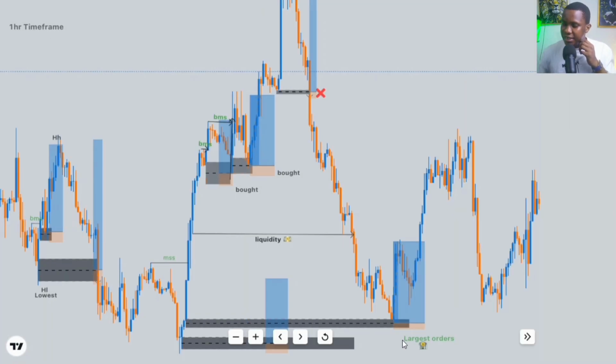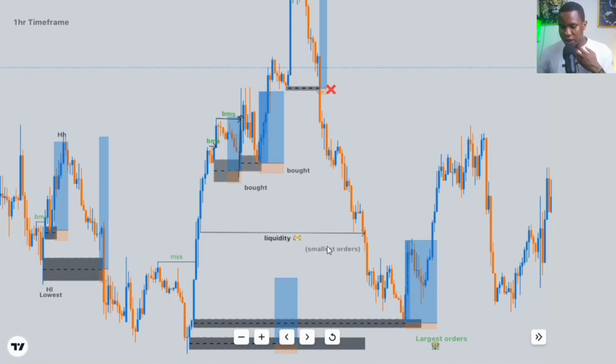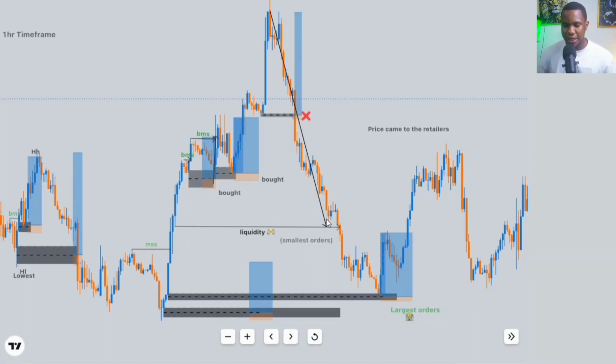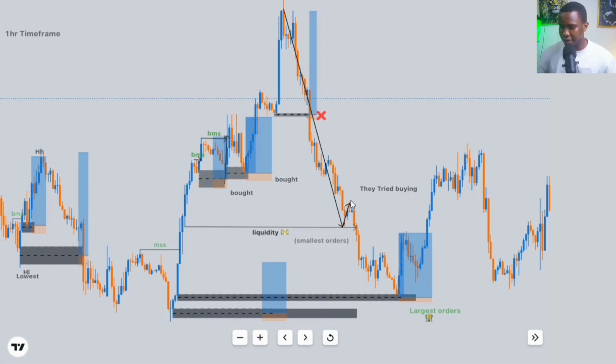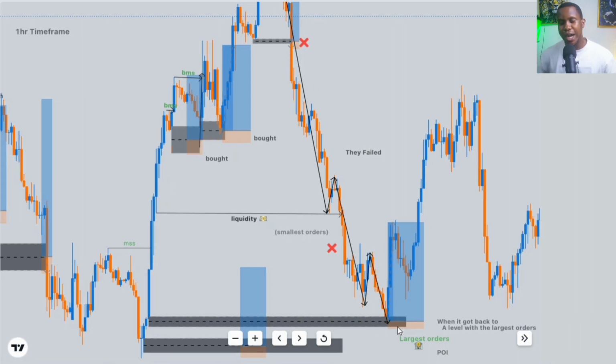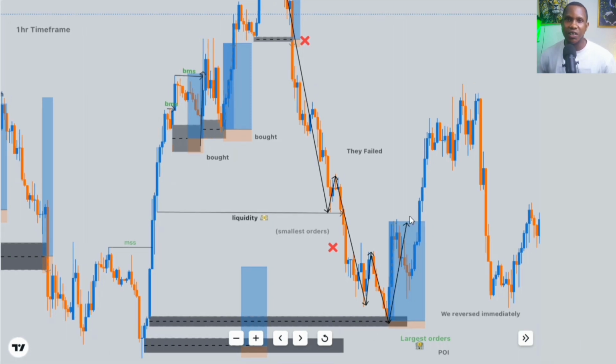This is the place where people with the largest orders are sitting, and here is the place where people with the smallest orders are sitting, which is called the liquidity zone in the market. Can you see when price action returned back here? Let's try to buy a little bit. This guy failed, went up a bit, came back to our zone, a stability zone called a POI, and price action moved in our direction, guys.